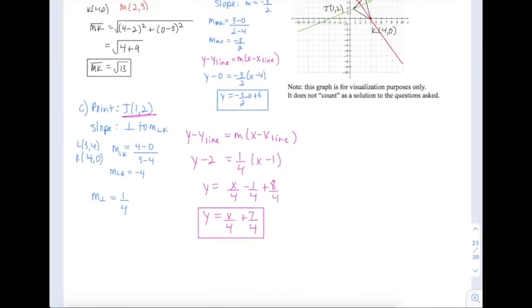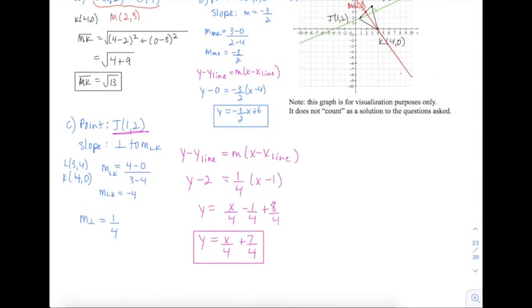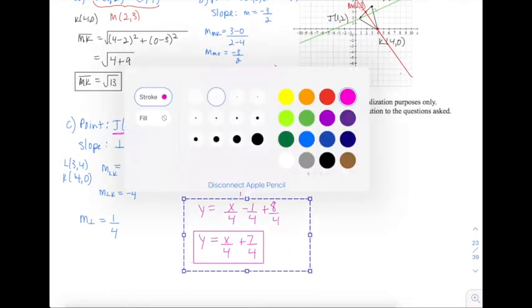You know what? Let's check. Those numbers are weird. Does that seem right? Yeah, that green line looks like it intersects between 1 and 2, right? All right. Any questions with this?